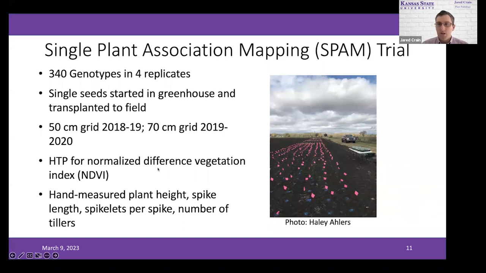In addition to the HTP data, we also collected a lot of hand measured data, including plant height, spike length, spikelets per spike, and the number of tillers per plant. So this data was all collected on the single plants.